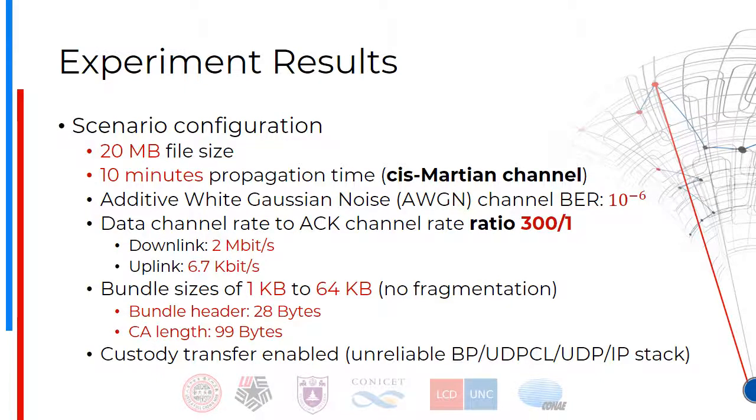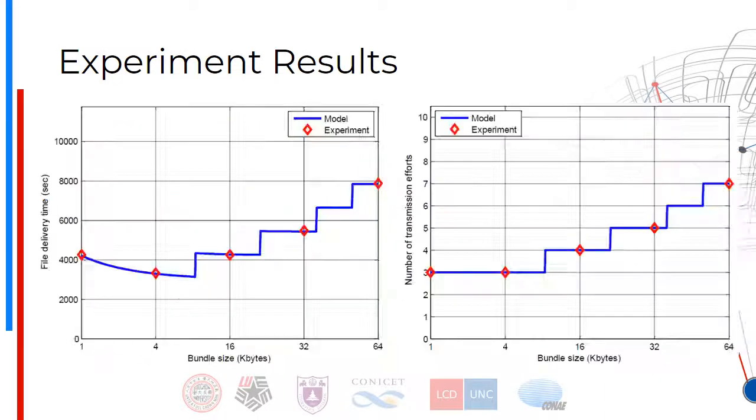We are not fragmenting because we are using a UDP convergence layer, and UDP is an underlying layer where the maximum packet size can be 64 kilobytes. And these are the header values that we are using for the model and the length of the custody acceptance size. We are obviously using custody transfer because we're running over an unreliable channel, and we need custody as an ACK, as a confirmation that the data is being delivered to the destination.